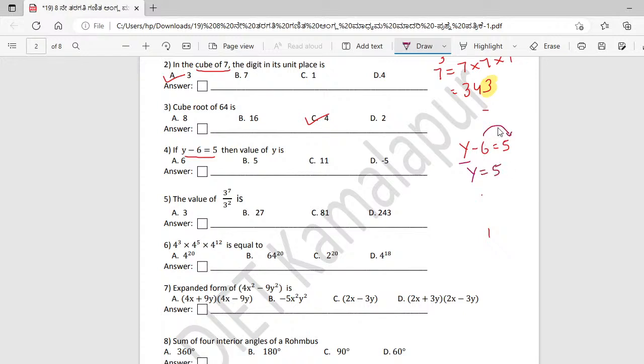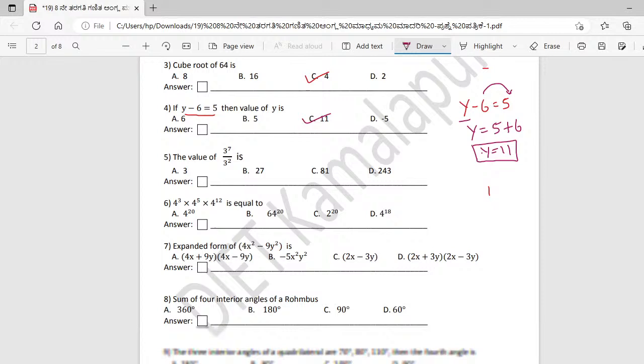When we are changing the side, that means from left hand side to right hand side, the sign gets changed. That means if it is negative, it becomes the opposite. So the opposite of minus is positive. That is 5 plus 6, and that will give the value as 11. So y is equal to 11 is our answer. So is that option there or not? Yeah, it's there. The C option is our right answer. Okay, let us go with the fifth one.